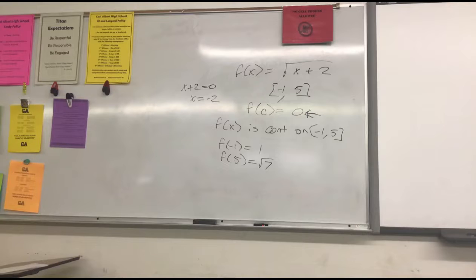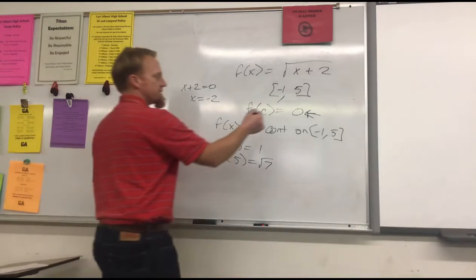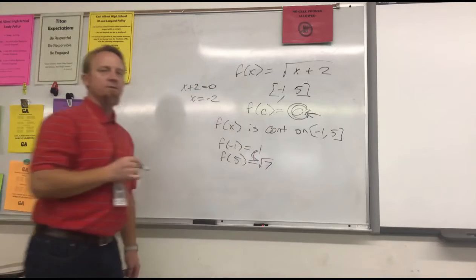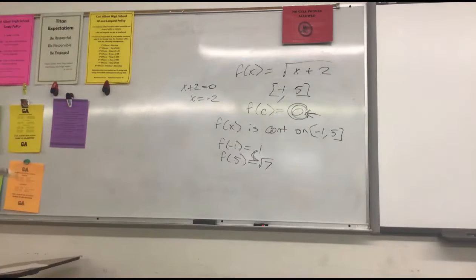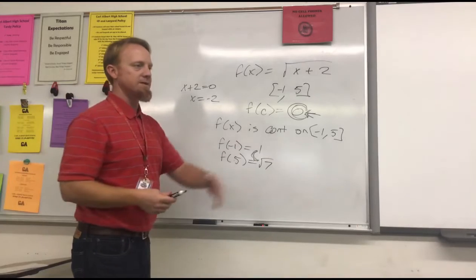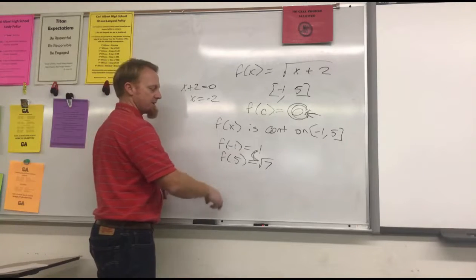Alright, what do I consider next? F of negative 1. If 0 is in between these two values. Is 0 in between those two values? No. So then I say MVT or IVT cannot guarantee it. And I'm done. If it is in between, then I write my statement. Alright, set up my inequality and then write my statement.